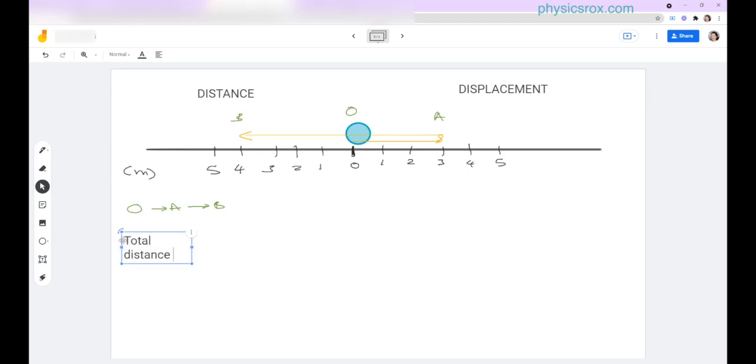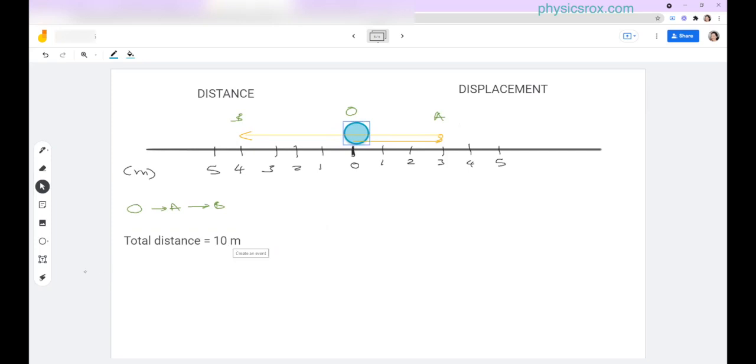Now, do you remember you said you learned displacement before? How much is the displacement now? Now its distance is 10. What about displacement? Do you remember how to count? No. Okay, never mind. For total distance, we don't care about the direction. You count 10 because you go there 3, come back 3, another 4. Now, what about displacement?